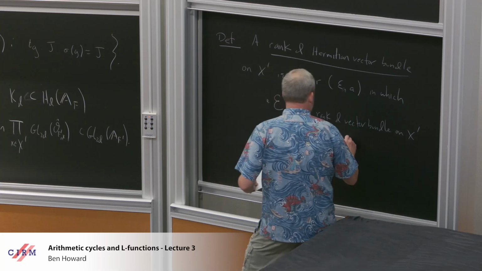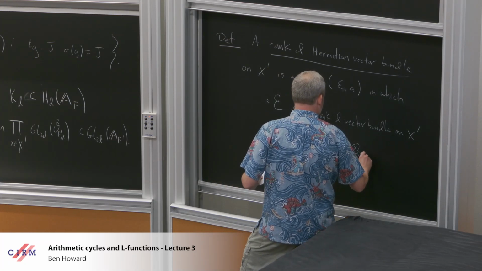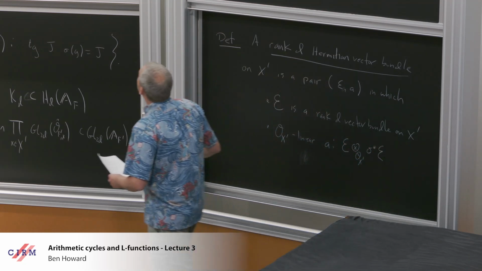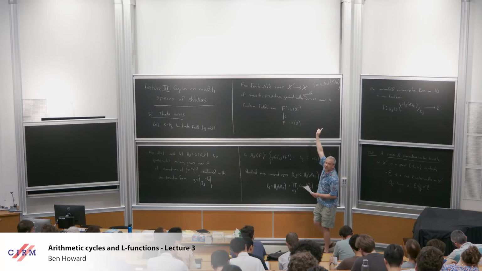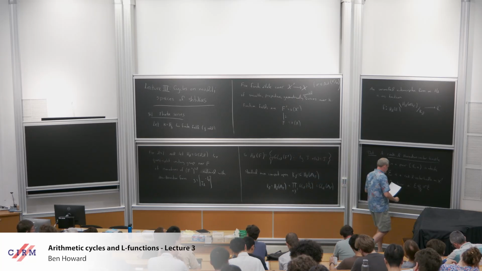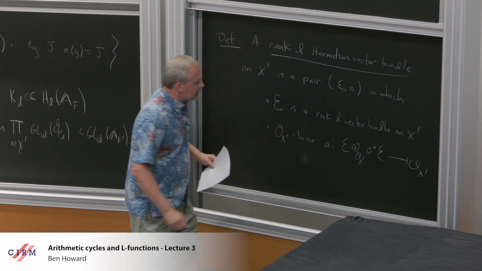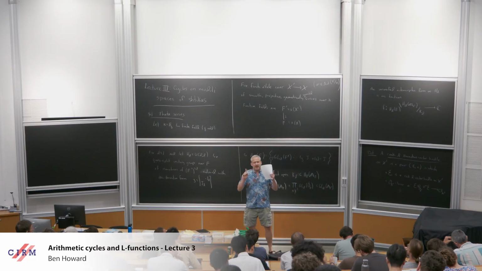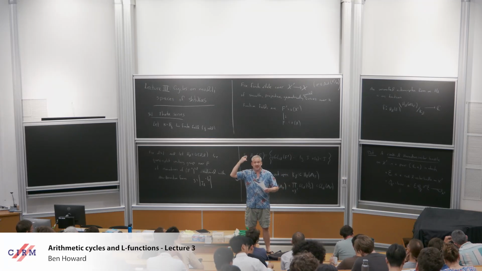So it's a pairing on E that's going to be OX prime linear in the first variable, conjugate linear in the second variable. So I take E and I pull it back by my automorphism, that's complex conjugation, into OX prime. And then you have to add in the usual Hermitian condition that if you swap the variables in the pairing, it puts a complex conjugation on the form.